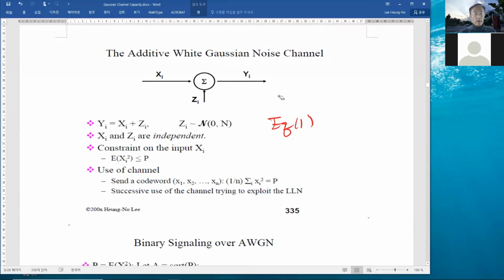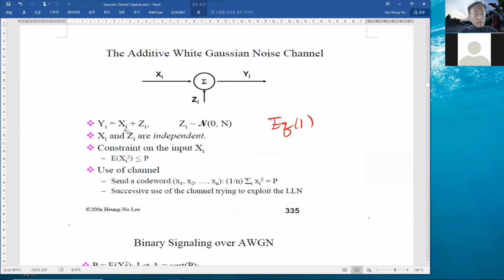Here is a more formal definition of the additive white Gaussian noise channel. Here Yi is the received symbol for the ith channel use, Xi is the ith symbol sent at the ith channel use, and Zi is the noise.